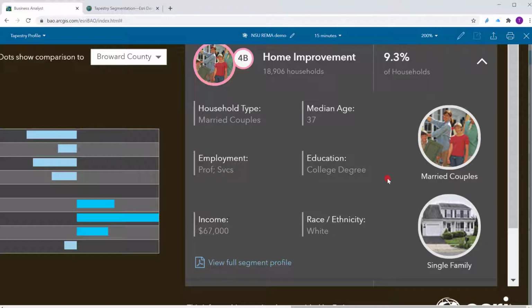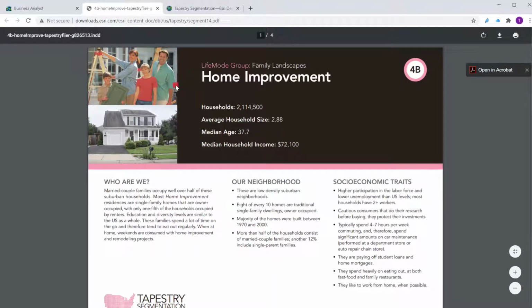They have all college degrees. They're doing $67,000 and they're probably white. Yeah, married couples. Look, view full segment profile. Oops, click on that. Get a PDF. Beautiful. Four pages on who is the family landscape home improvement section.